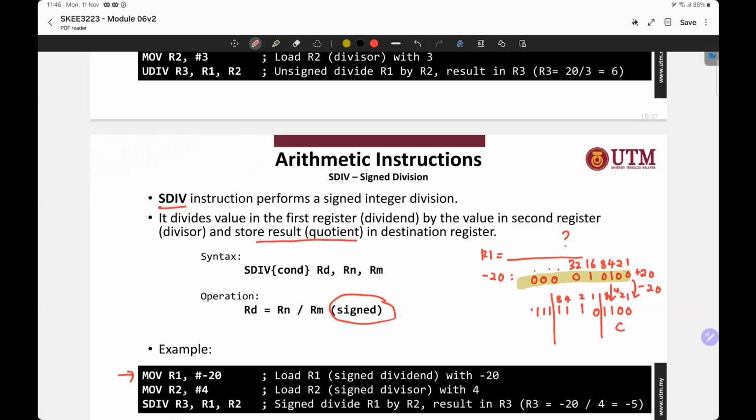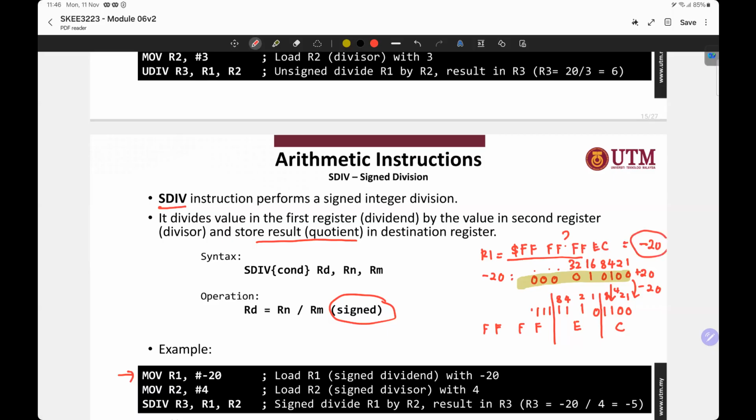This one is 8 plus 4 plus 2, which is 14. 14 is A, B, C, D, E. And 15 is F. So your R1 actually has this value F, F, F, F, F, F, E, C. So this represents the number negative 20.